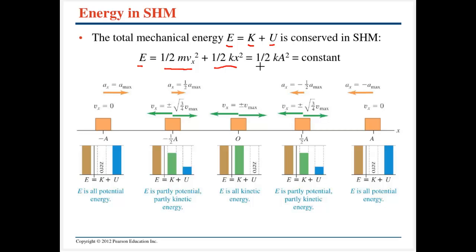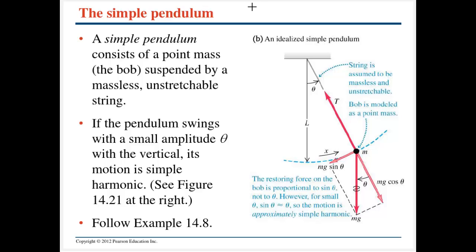And at the extreme, we know that all of it's going to be potential energy of the spring. The mass would not be moving at that point, so we could say the total energy of the system is going to be 1/2 k a squared. And again, the energy can slosh back and forth between the mass's velocity and inside of the spring, but it's always conserved.